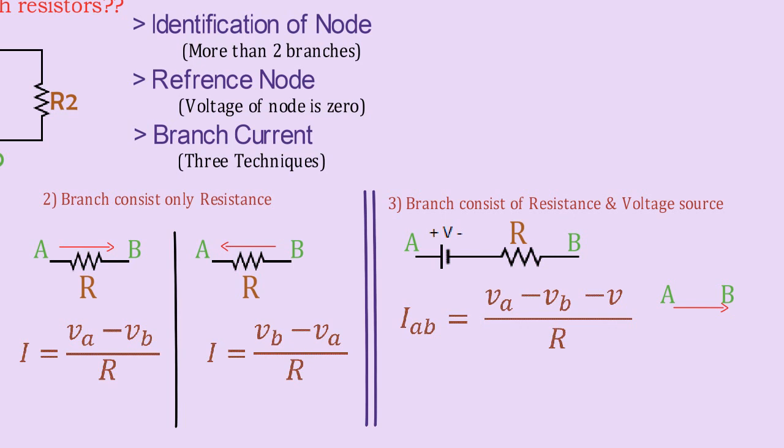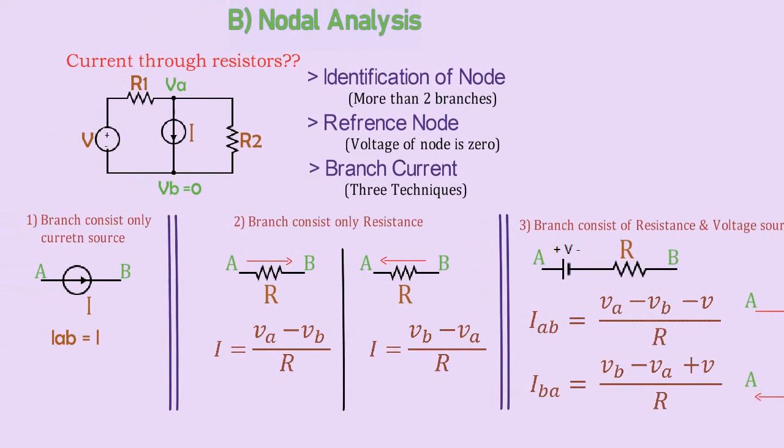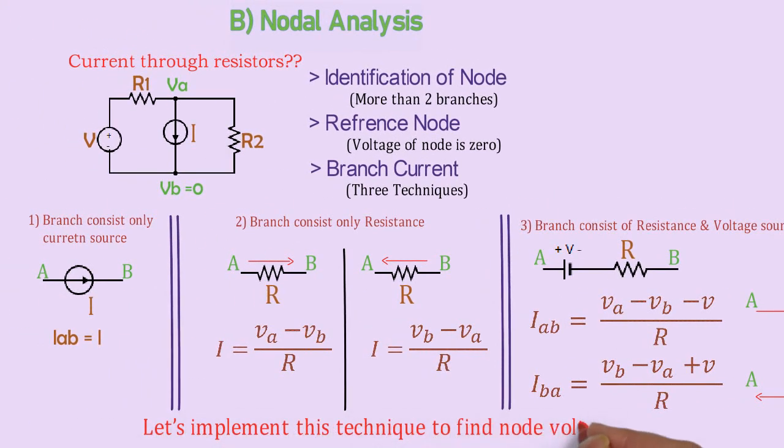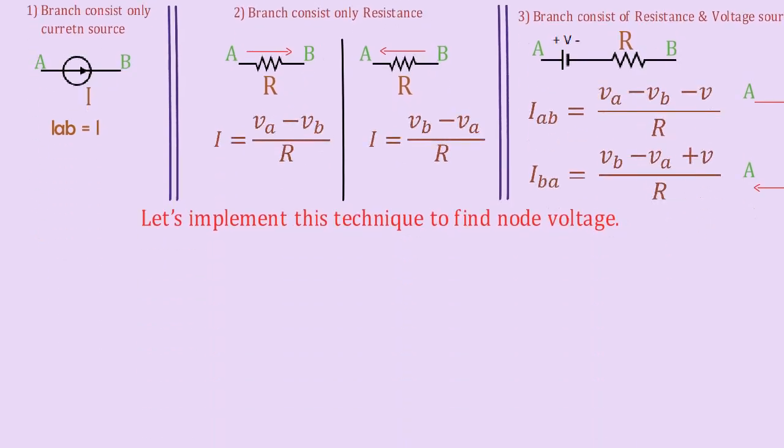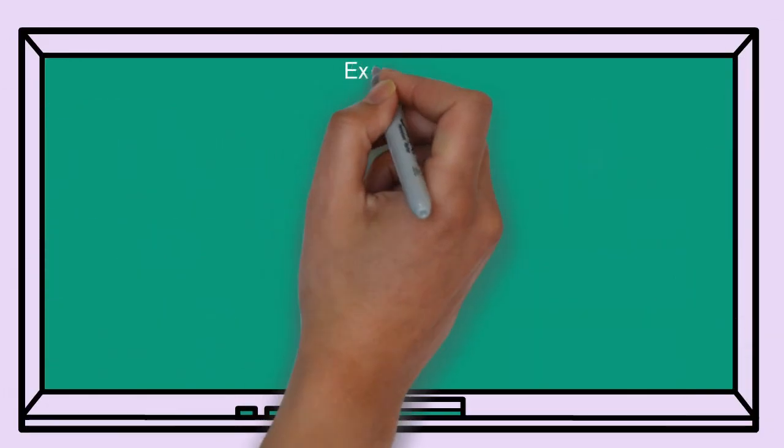So, the battery will act like a voltage drop. As a result, negative V is written. Hence, current is the ratio of potential difference to the resistor connected to it. When current is flowing from B to A, this voltage source will act like a voltage riser. By these three techniques, we can find the node voltage. Let's make the concept stronger by solving one example.